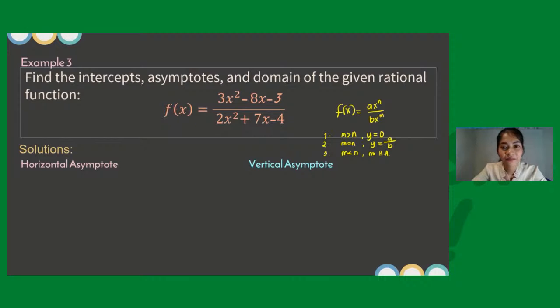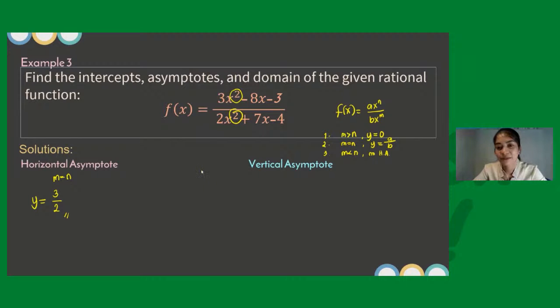In our given here, if we are going to assess the leading terms in the numerator and the denominator, we will have 3x squared and 2x squared. So you will see that the exponents are equal. So since m is equal to n, then the value of our y or the horizontal asymptote will be 3 divided by 2 or 3/2. So that will be our horizontal asymptote.